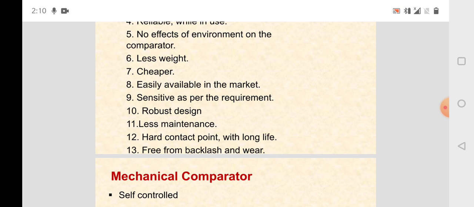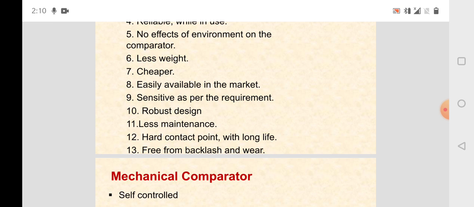Then less maintenance should be there. Over a period of time, if we are using it, it should be easy to maintain and cheaper to maintain. So maintenance should be less. Then hard contact point for long life.